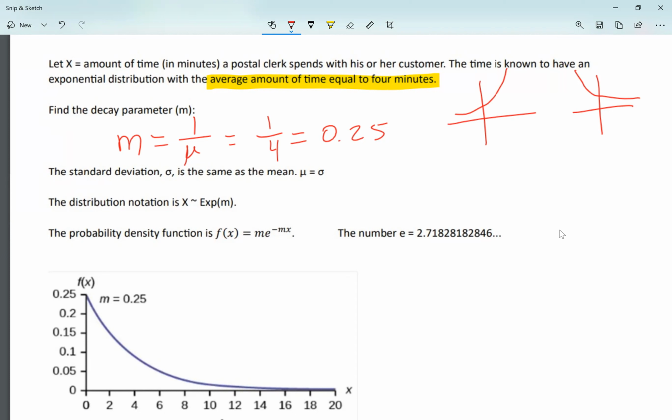Now the probability density function is denoted as f of x is equal to m times e to the negative mx. Now e is a number. I even wrote it over here. The number e is named after Euler. It's about 2.7. It's a never-ending number, kind of like pi was a never-ending number. Now, the number e, you guys can find it on your calculator, is about 2.7.